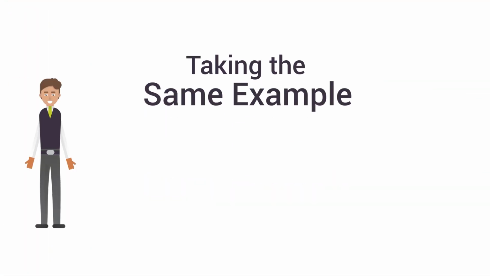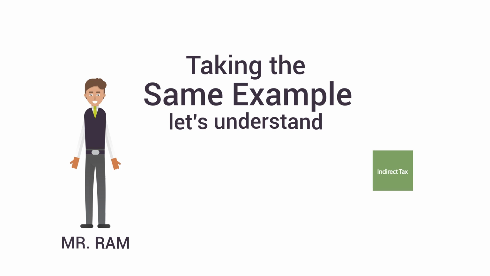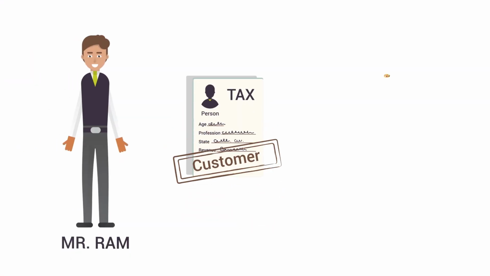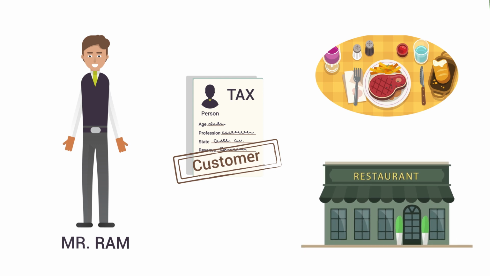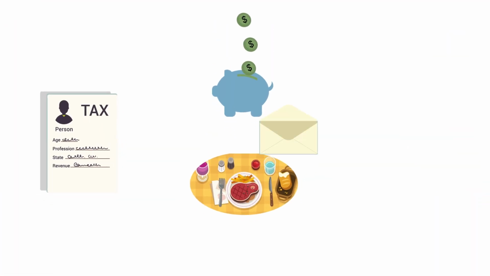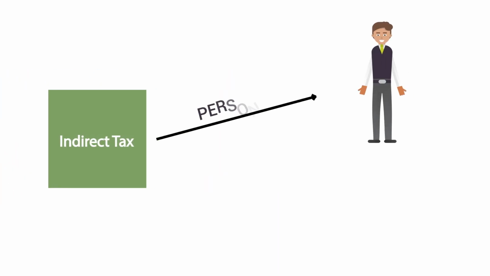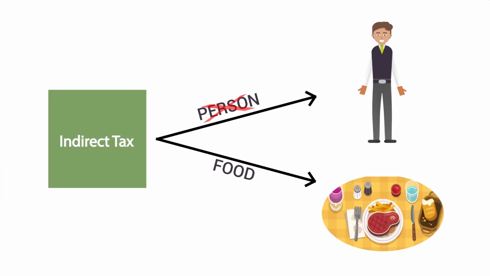Taking the same example of Ram, now let's understand indirect tax. Ram also collects tax from his customers on food sold to them in his restaurant. The tax which is collected on the food is included in the bill, and is termed as indirect tax since it is not on a person, but on the food.